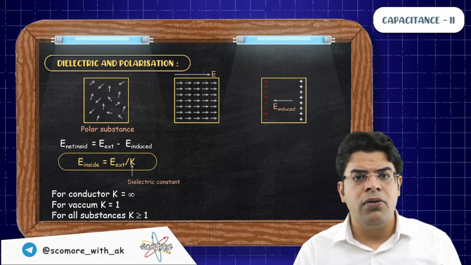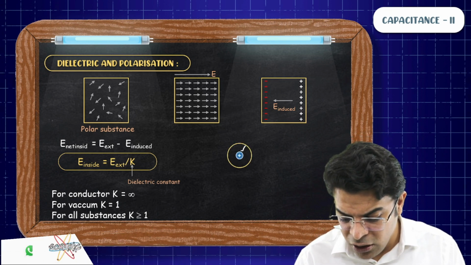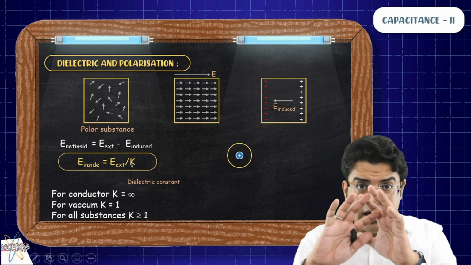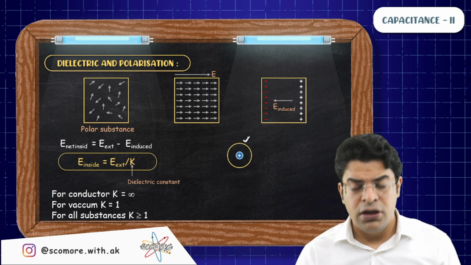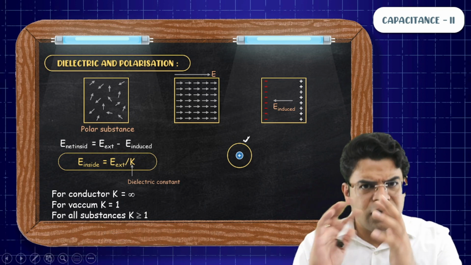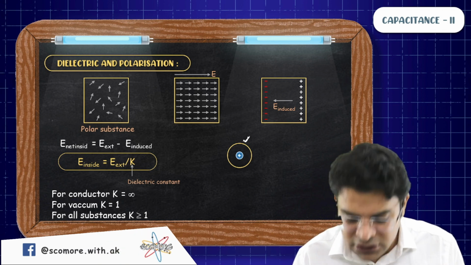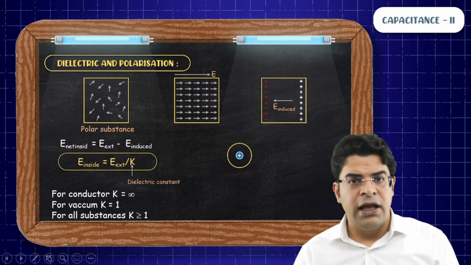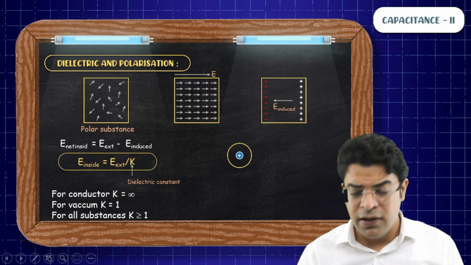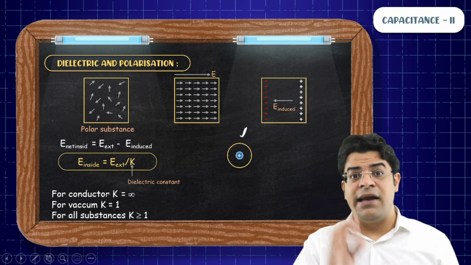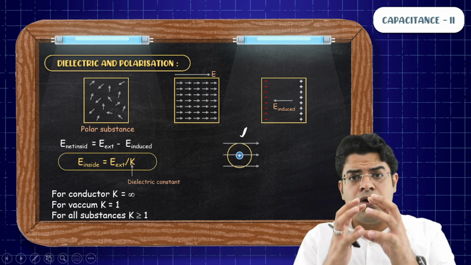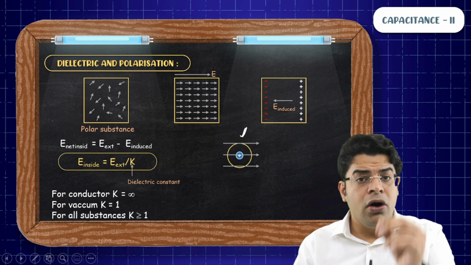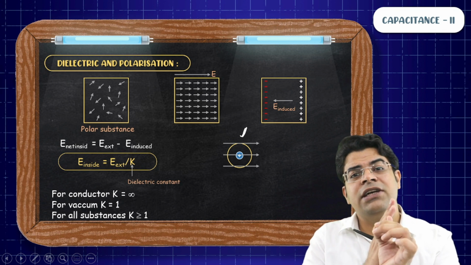Think of a non-polar substance. Let's say you have a positive charge and there is an electron cloud around it. The center of charge of this electron cloud will be at the center. So there is no separation between the positive and the negative charge, hence the dipole moment is 0. But if you place this substance in an electric field, on the electron cloud there is a force in the direction opposite to the electric field. On the positive charge, there is a force in the direction of the field.